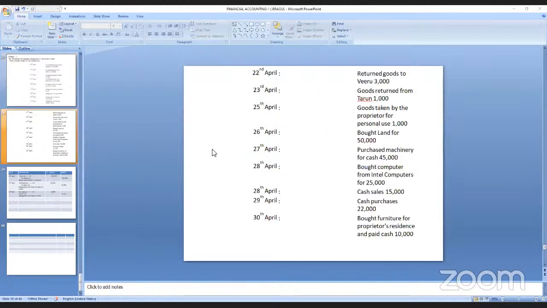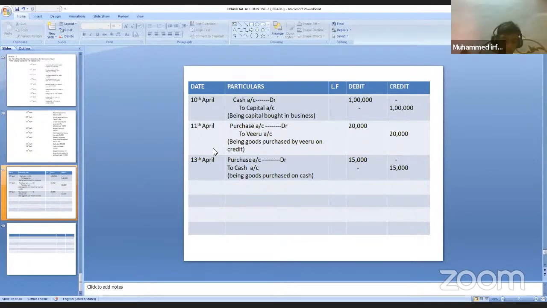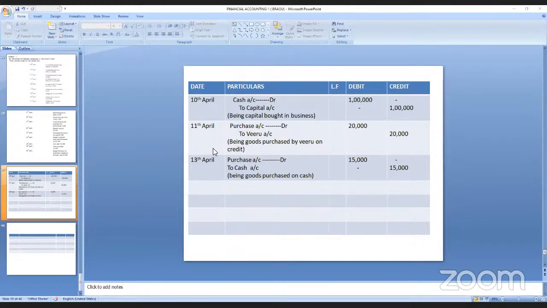Next. 16th April entry, ma'am. Bought goods from Shyam on credit. Purchase account debit to Shyam account.